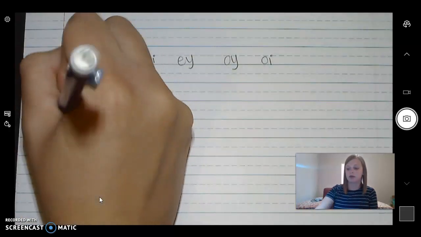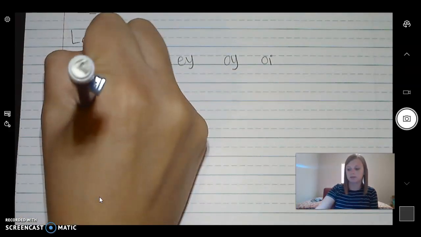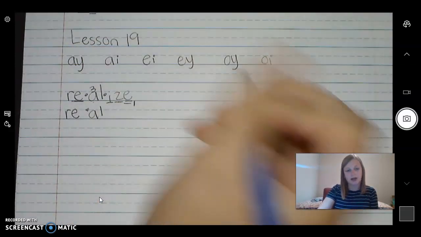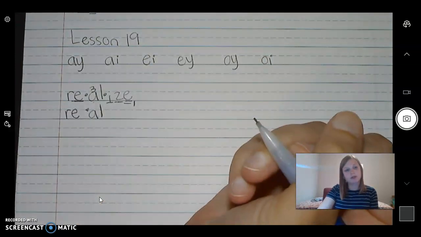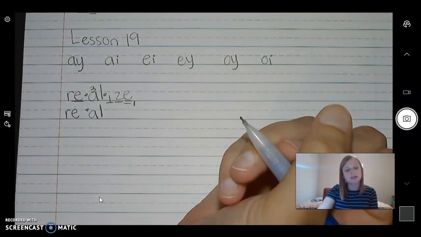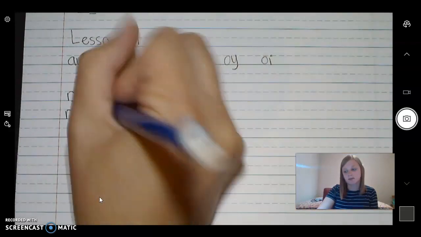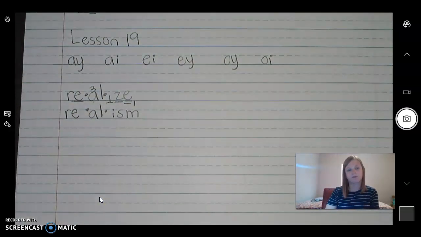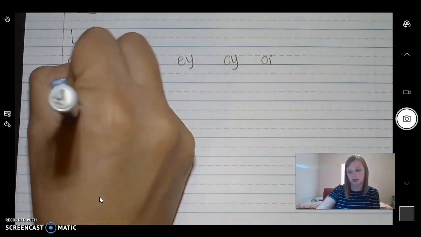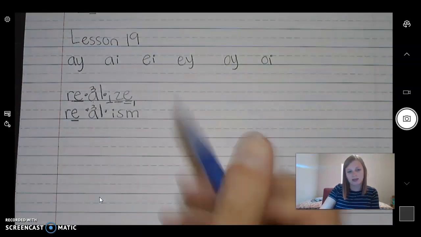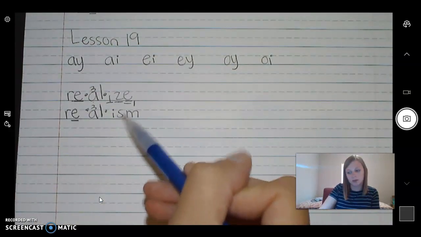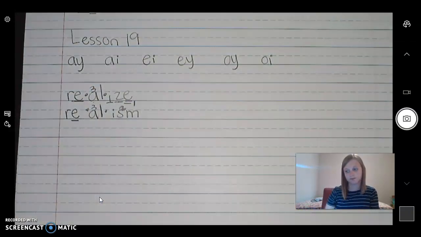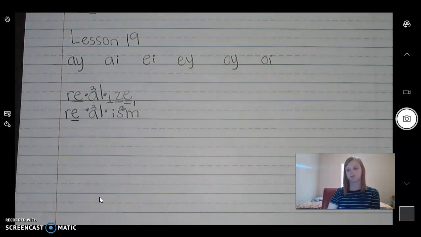Okay, so after you have that written down, it should look like this. Those two parts are the same as realize. And then our last part is ism, and we're going to spell this with a z, not the s. Okay. Everything is marked the same in the first two syllables. And then in our last syllable, the only thing we need to mark is our z, because it's saying its second sound. Okay, good job so far.